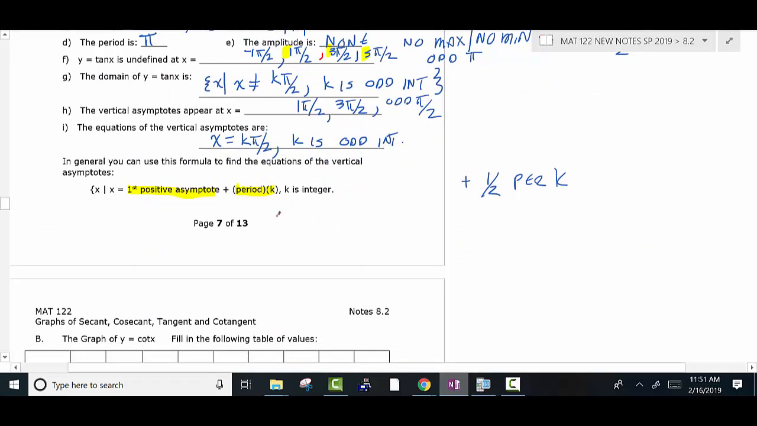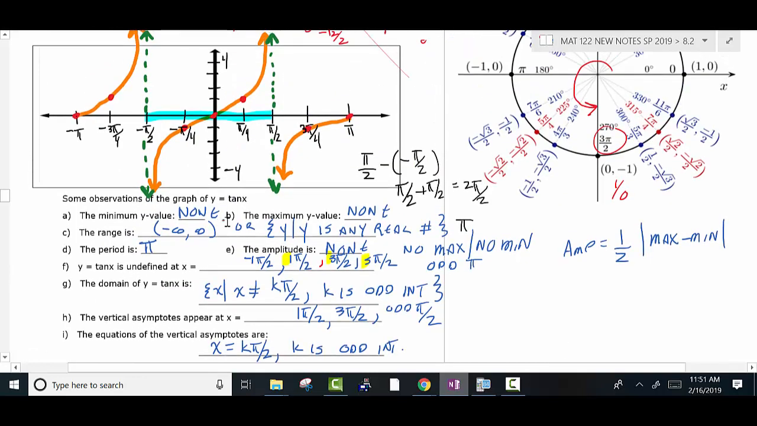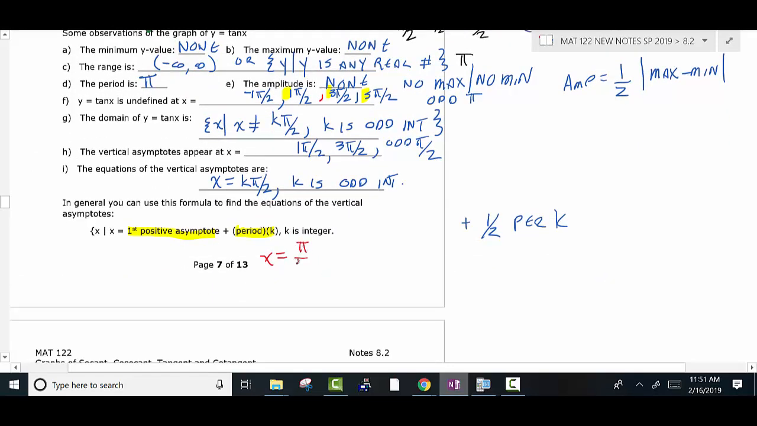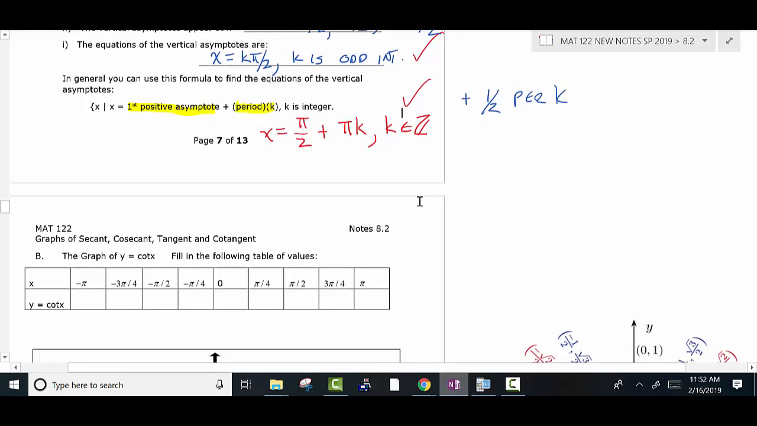So one thing that you could do on this is you could also use this formula. You could say x equals, and if you look at the first asymptote we had, that was pi over 2. So you could say pi over 2 plus the period, which is pi, k, where k is an integer. Okay, so you could use that formula too. It's just you add the period k to get what that asymptote is. All right, so that will kind of take you through the tangent and what it looks like.